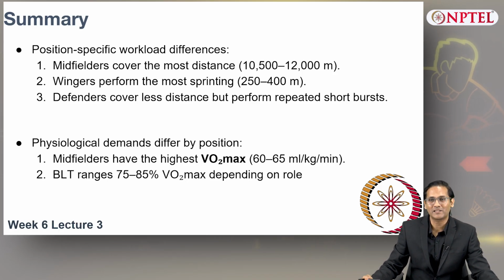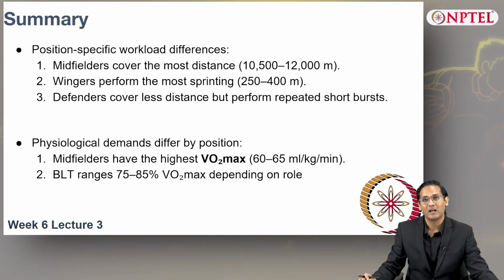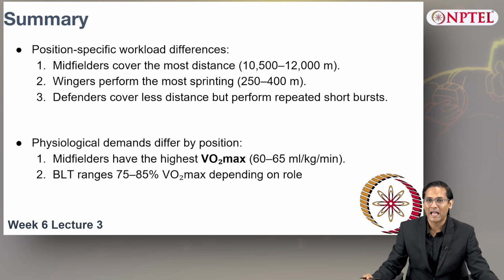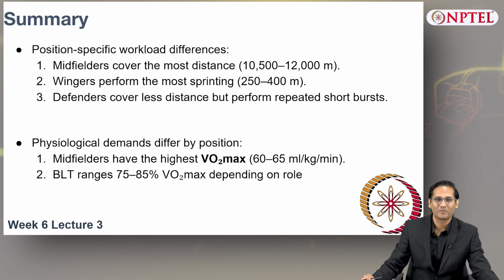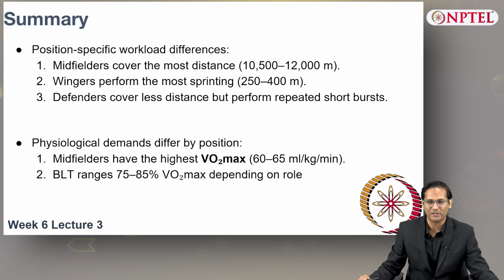Defenders cover less distance but perform repeated short bouts. Again it represents a high amount of anaerobic capacity. Physiological demand differs by position. Midfielders have the highest VO₂max, and blood lactate threshold ranges between 75 to 85% of VO₂max depending upon the position, that is the role.